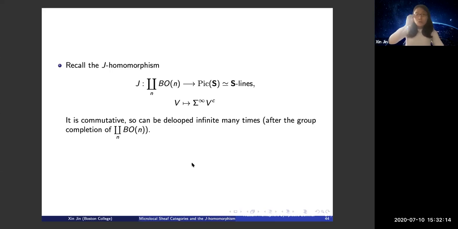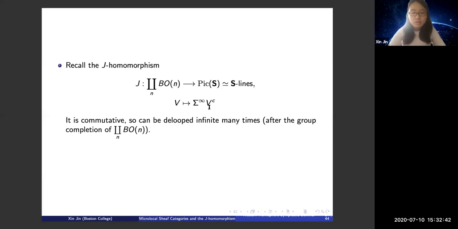So just recall the J-homomorphism very briefly. You have this union of BO_n, which are like Grassmannians of dimension n subspaces. And then the right-hand side is the Picard group of S. As I said, it's like S-lines, which are like invertible S-modules.